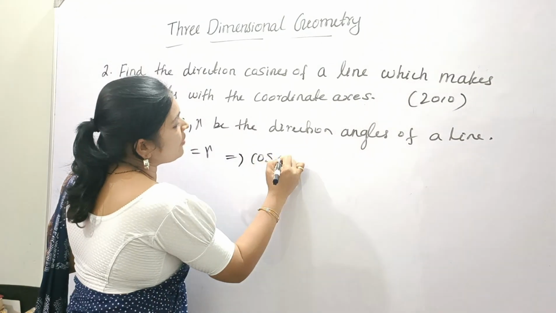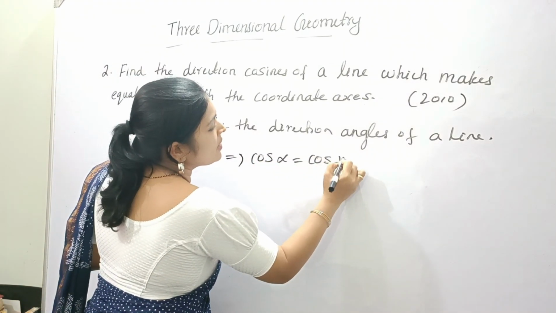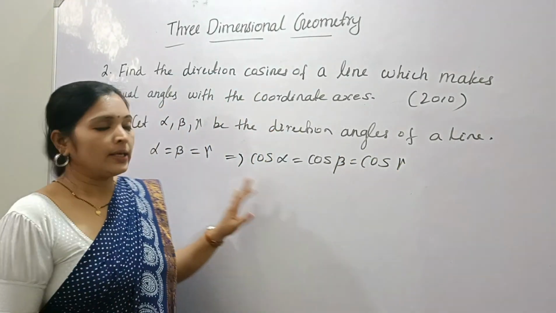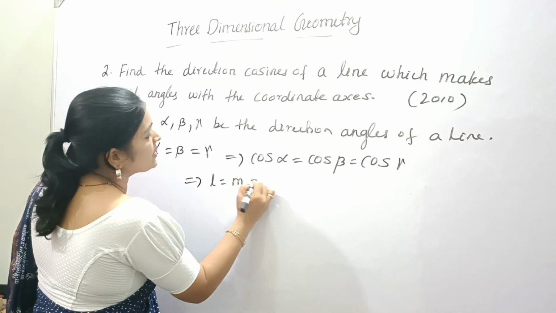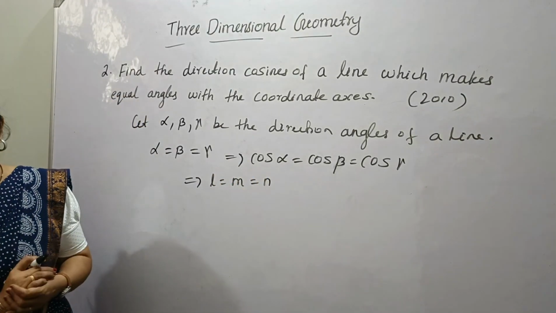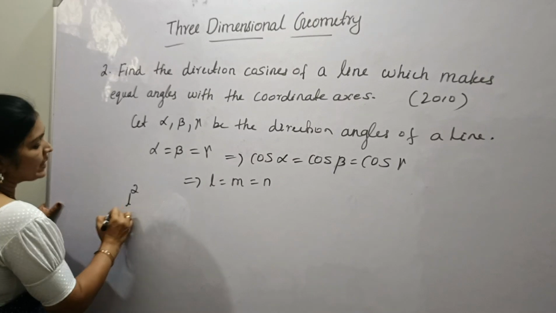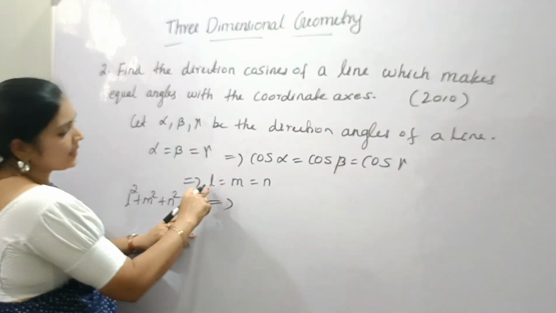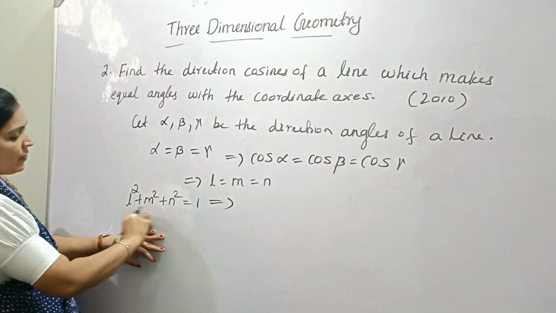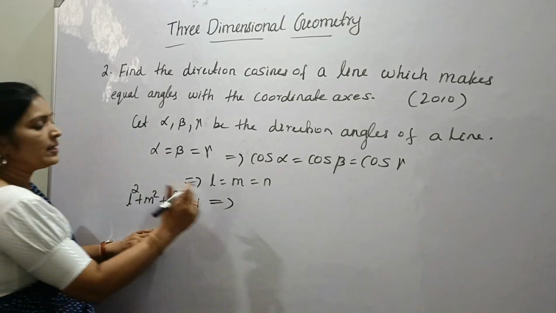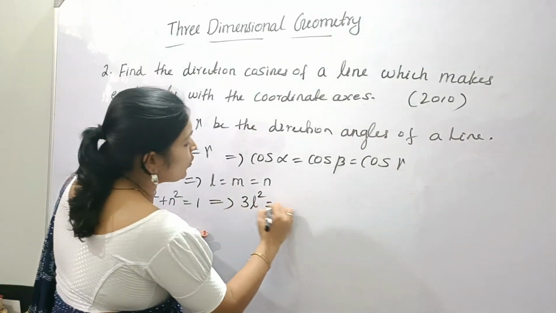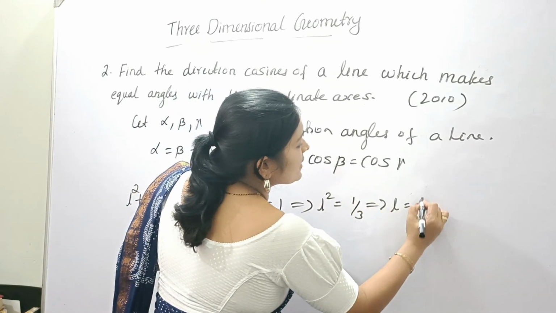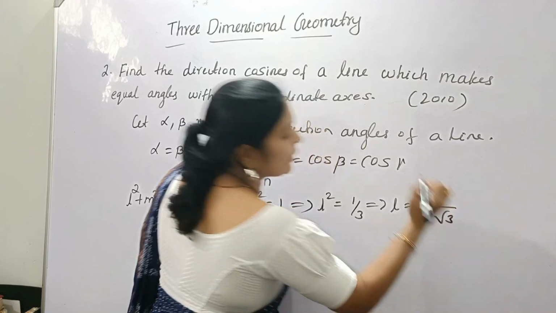That implies cos alpha is equal to cos beta is equal to cos gamma, that implies L is equal to M is equal to N. These are the direction cosines. Then here we have a result L square plus M square plus N square is equal to 1. Therefore we can write L square plus L square plus L square, that is 3L square, that is equal to 1. That implies L square is equal to 1 by 3, that implies L is equal to plus or minus 1 by root 3.